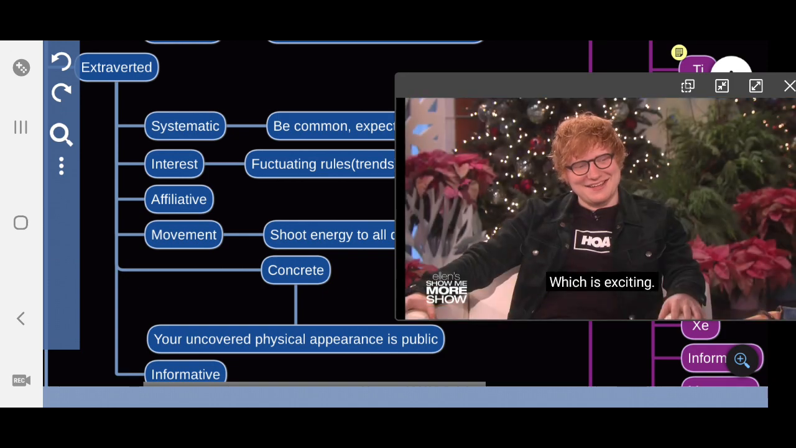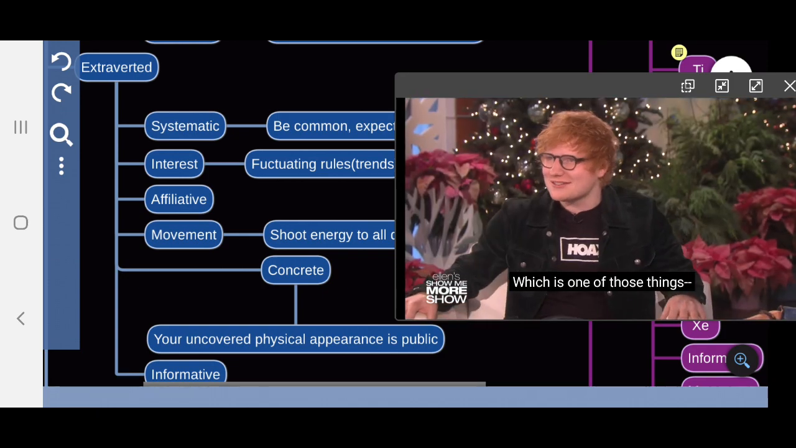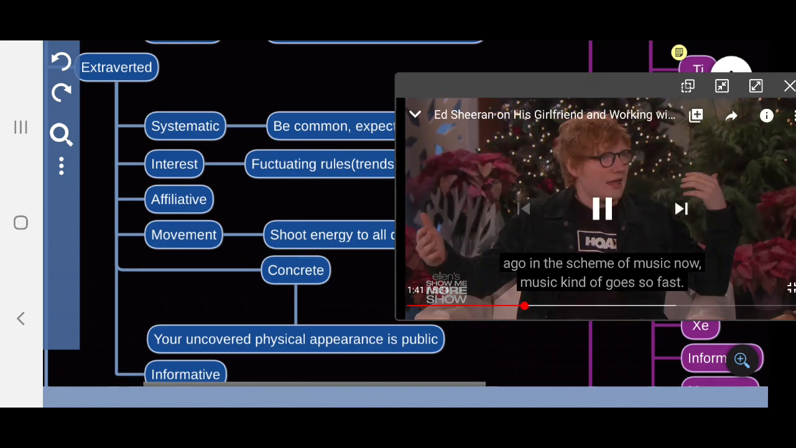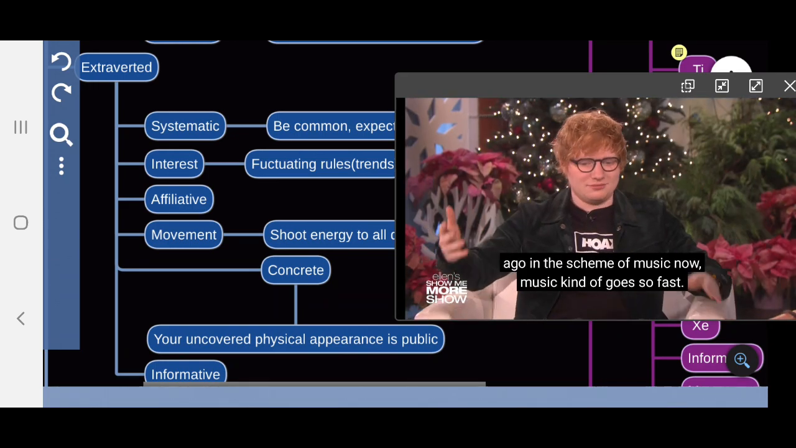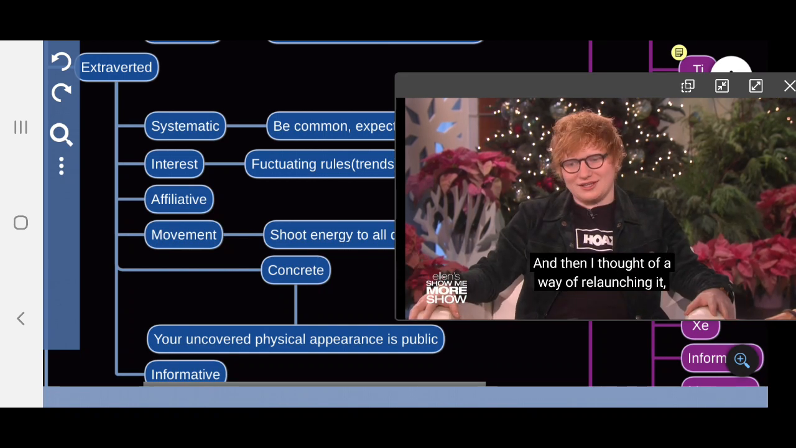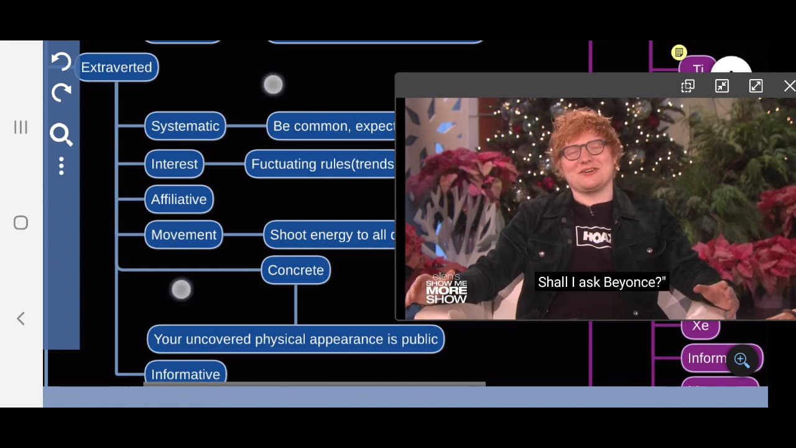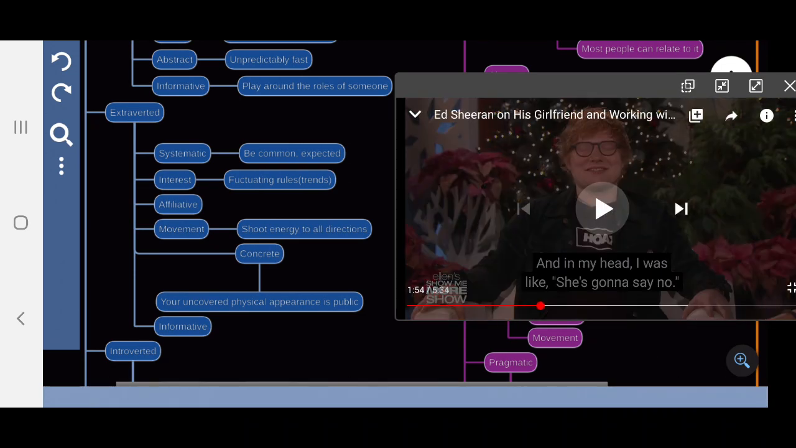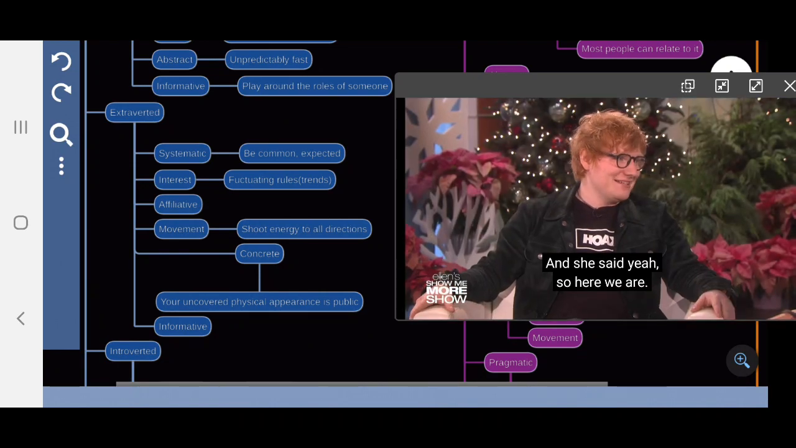Which is exciting. Which is one of those things, like, I did it, and the song came out so long ago in the scheme of music now, like music kind of goes so fast, and I was like, I want to do it as a single. And then I thought of a way of relaunching it, and I was like, well, I love Beyonce, should I ask Beyonce? And then in my head I was like, she's going to say no, and then I was like, well, you might as well ask, and she said, yeah. Did you see that? He was very jumpy, with point this, point that. Wow, that seems like movement to me.